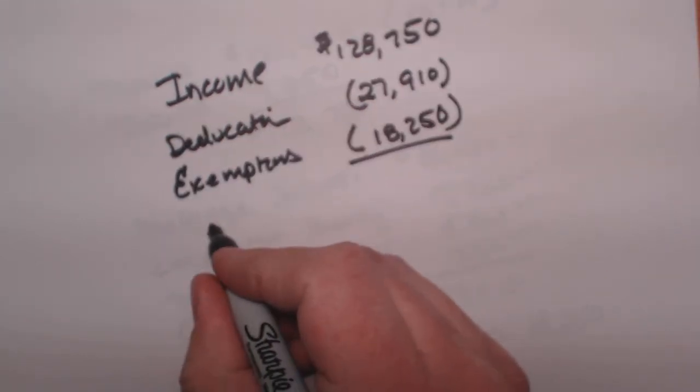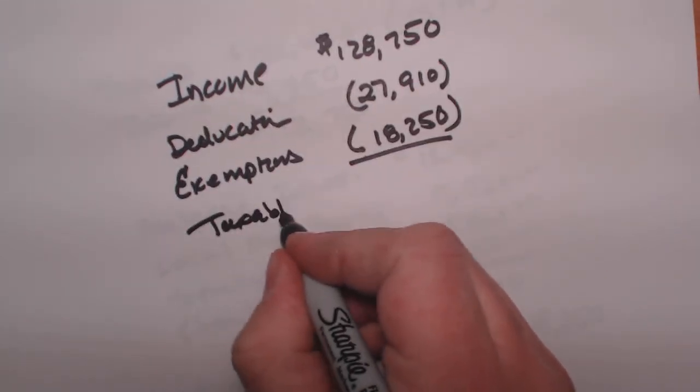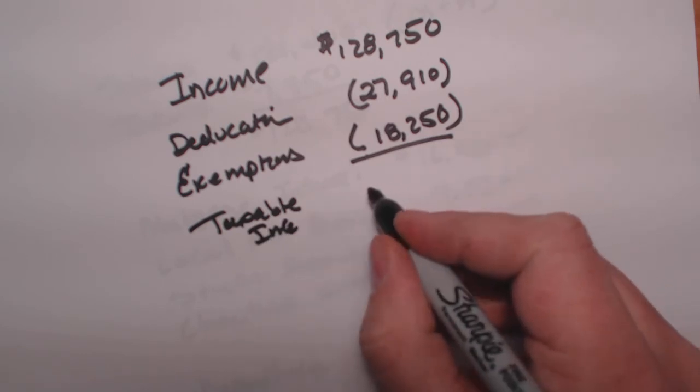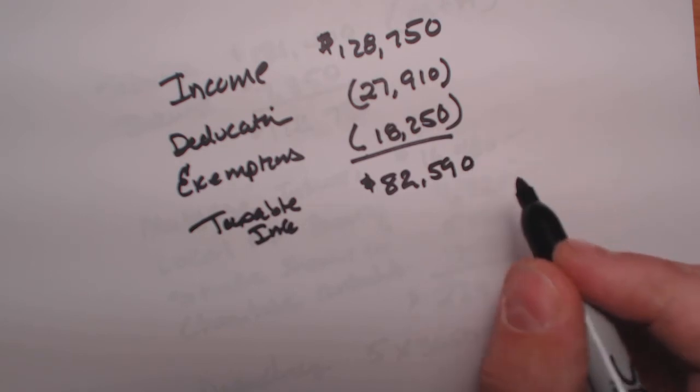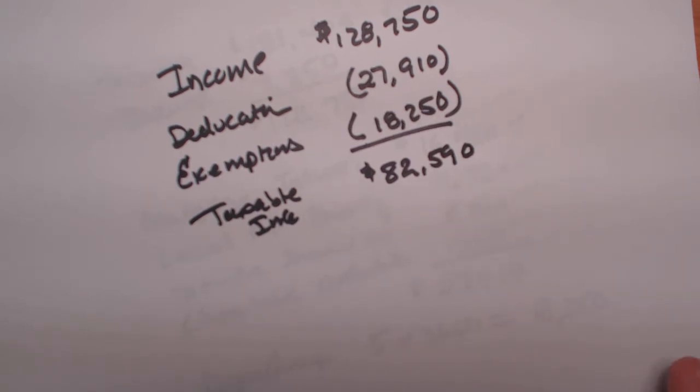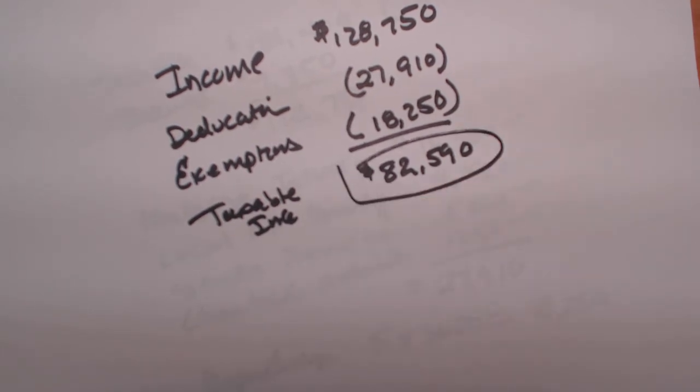So now our taxable income would be $82,590. So now what we need to do is, this is our number. We need to now apply the tax bracket for this family. So now they are in the tax bracket of, let me just get to the page here in our textbook. They are in the married filing jointly.